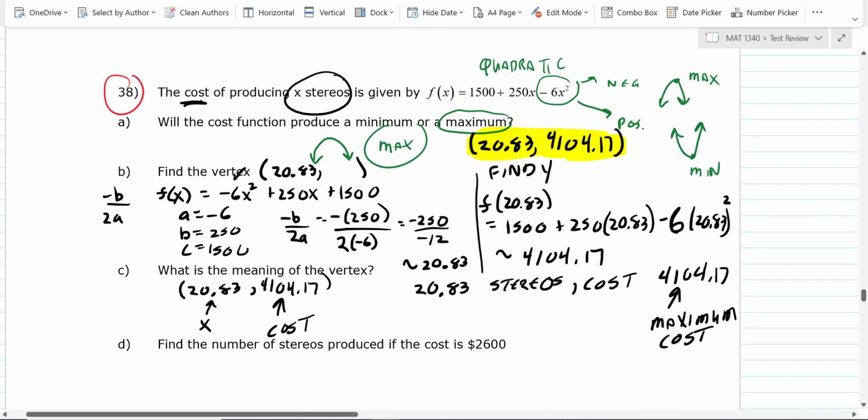Okay. Question about the vertex? Are we feeling okay with that? Shake your head or something. Look at me. Smile. Thumbs up. I don't have a clue. All right. Okay. All right.